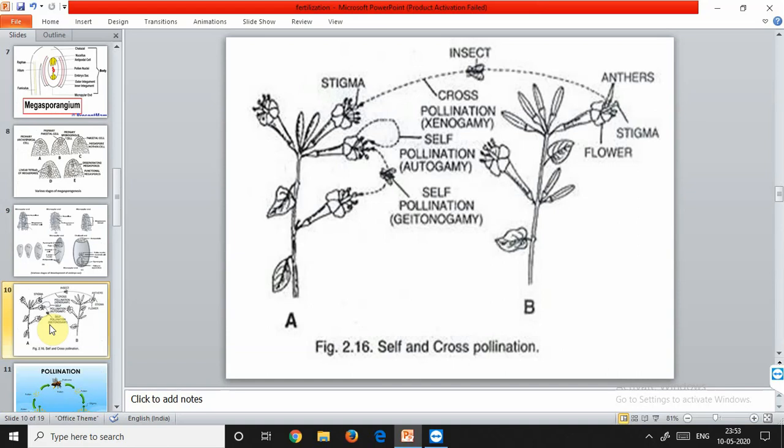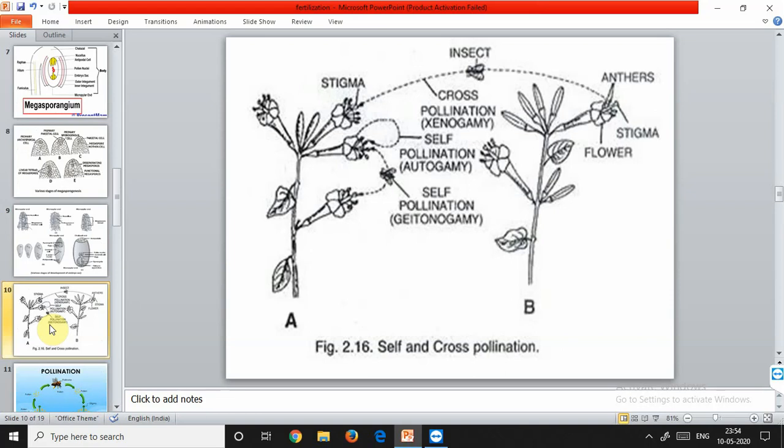So what happens in autogamy? It is a type of self pollination that is found only in bisexual flowers. In this case, the stigma of a flower is pollinated by its own pollen. And autogamy occurs by different methods, first homogamy. In homogamy, the anthers and the stigmas of open flowers are brought together by growth, bending, or folding. This happens in Mirabilis as well as Catharanthus.